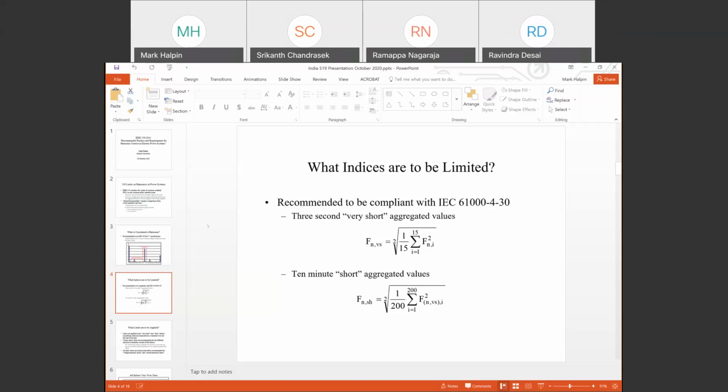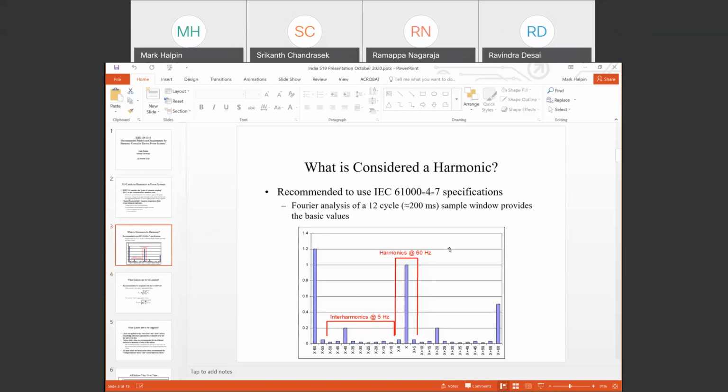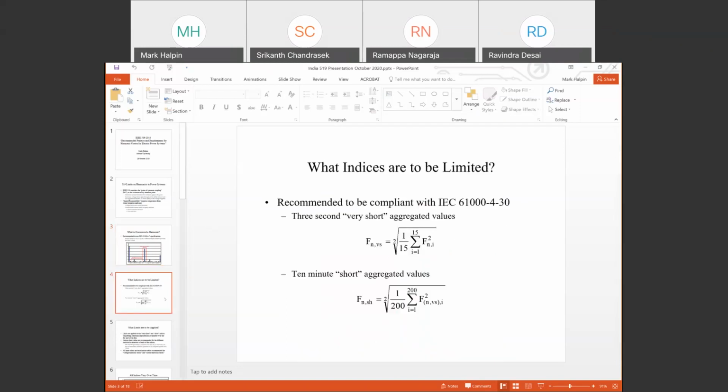So at no point do the limits that we're going to talk about apply to an individual 12-cycle sample set. What you see in this chart, we never apply the limits to this. It's always aggregated, either over a 3-second interval or a 10-minute interval. And we do that for both voltage and current. There's no distinction in terms of voltages being measured one way and currents being measured some different way.